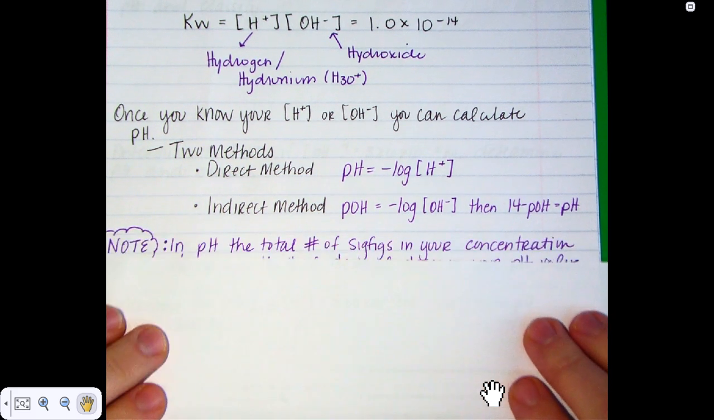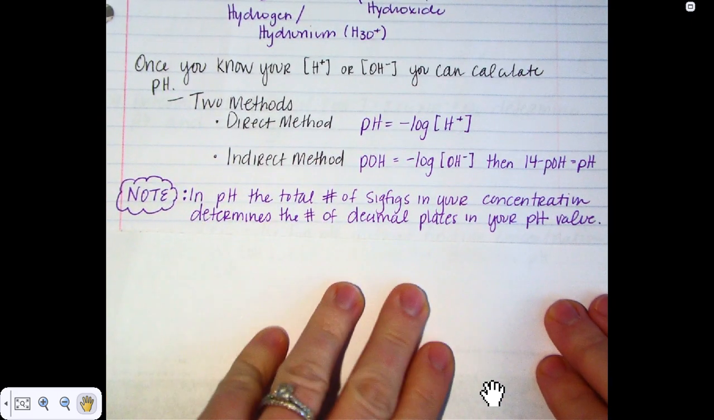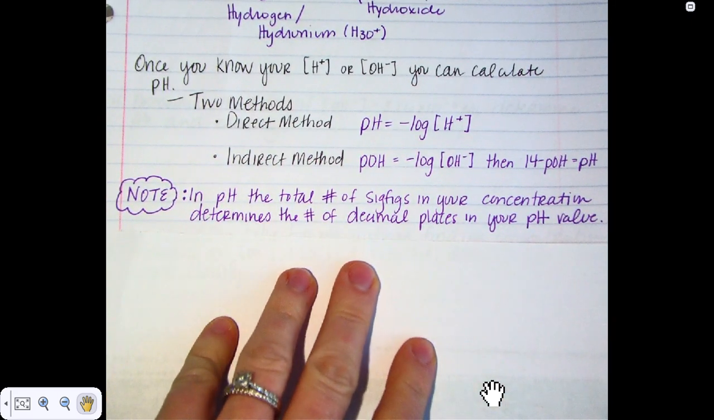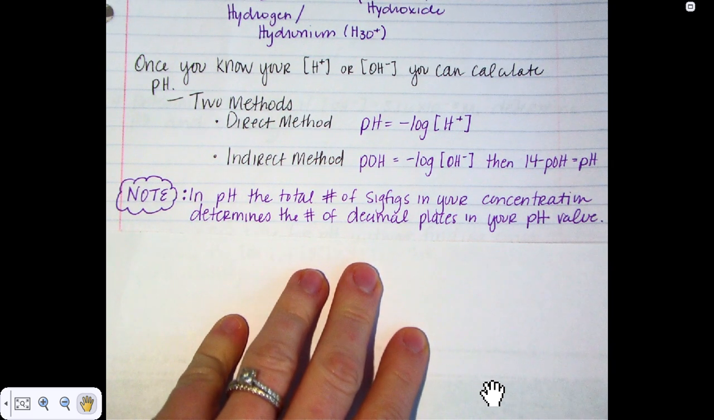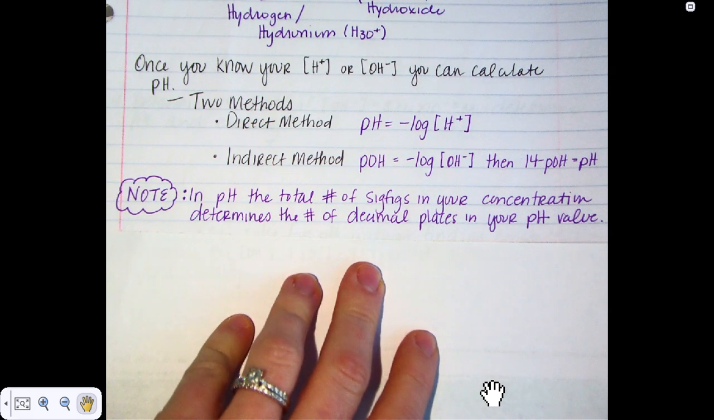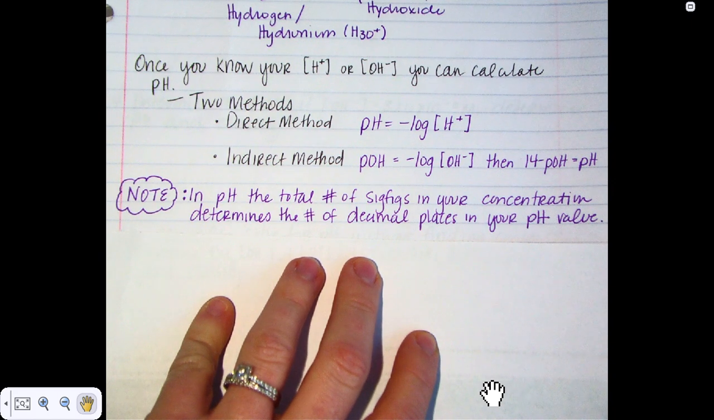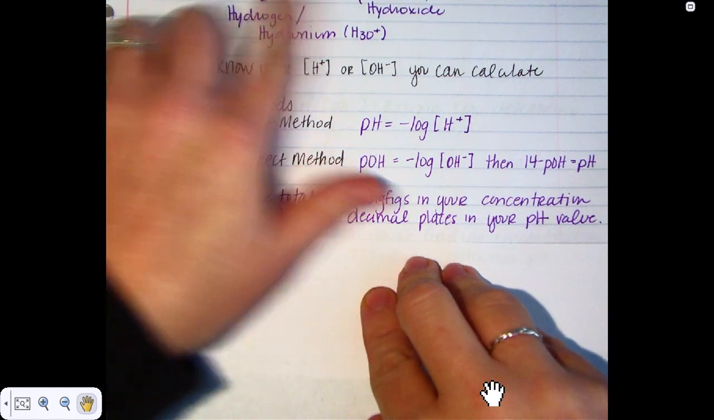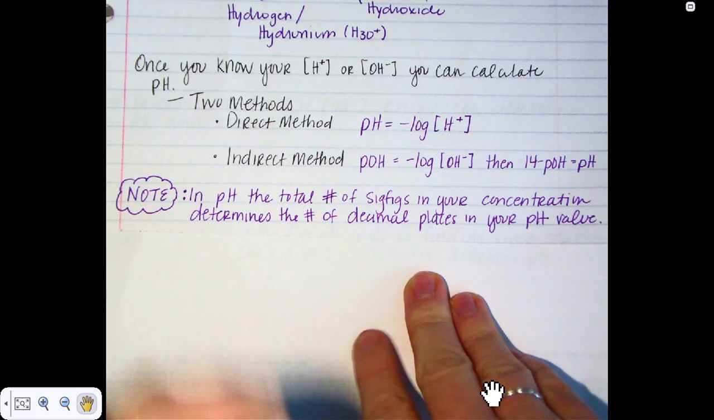So before we get to calculating, we have one more important thing that we need to note. In pH, because we're using a logarithmic scale, our sig figs are different. These are going to follow different rules than we've ever followed before. So the total number of sig figs in your concentration, so whatever I just solved for, the H plus, the OH minus, that's going to determine the number of decimal places in my pH value.